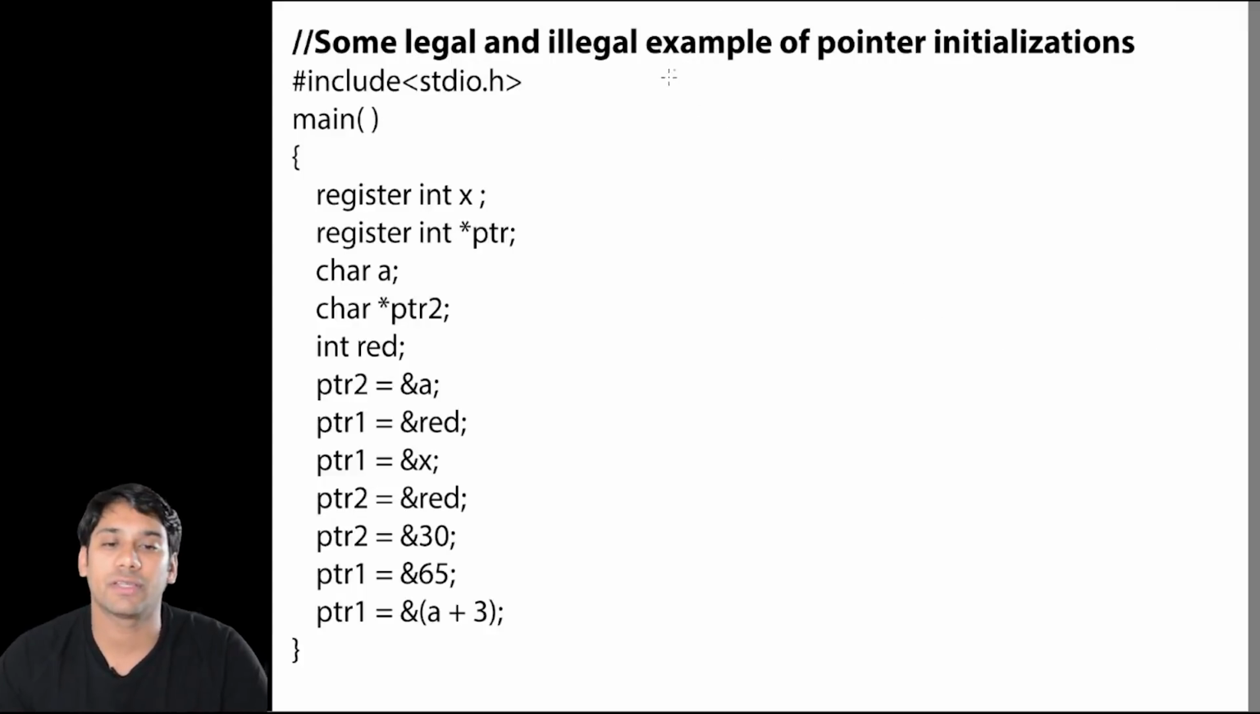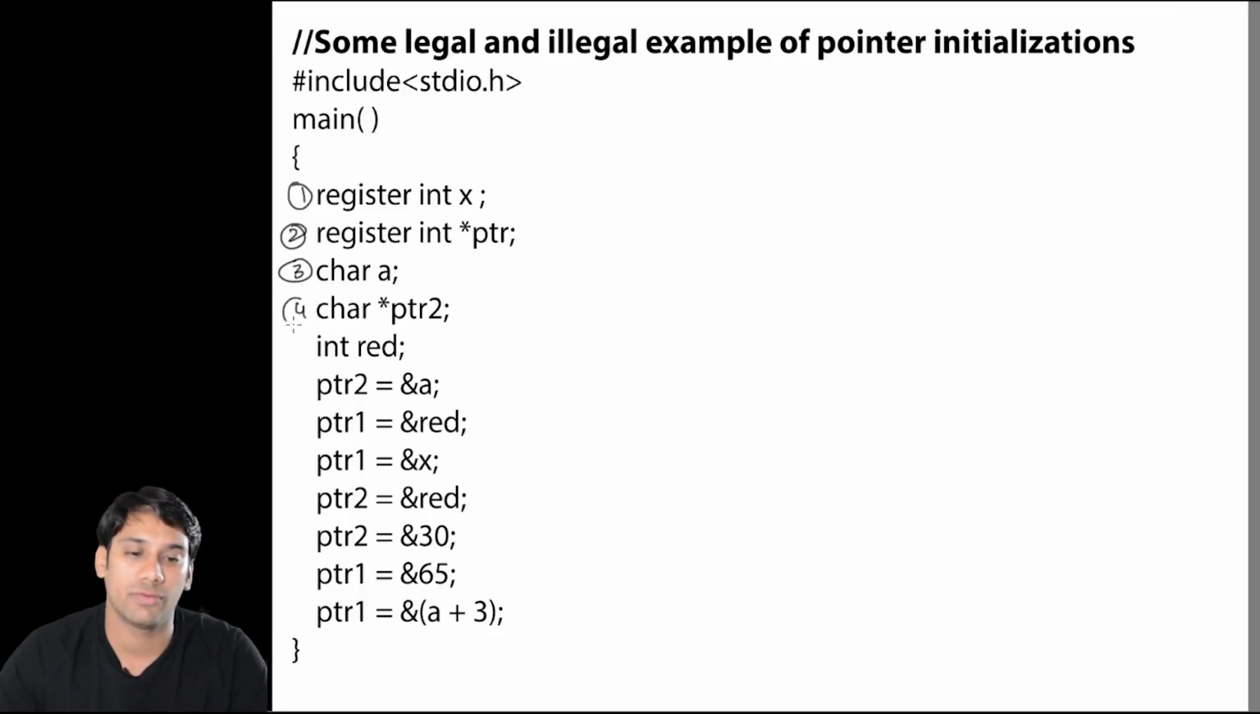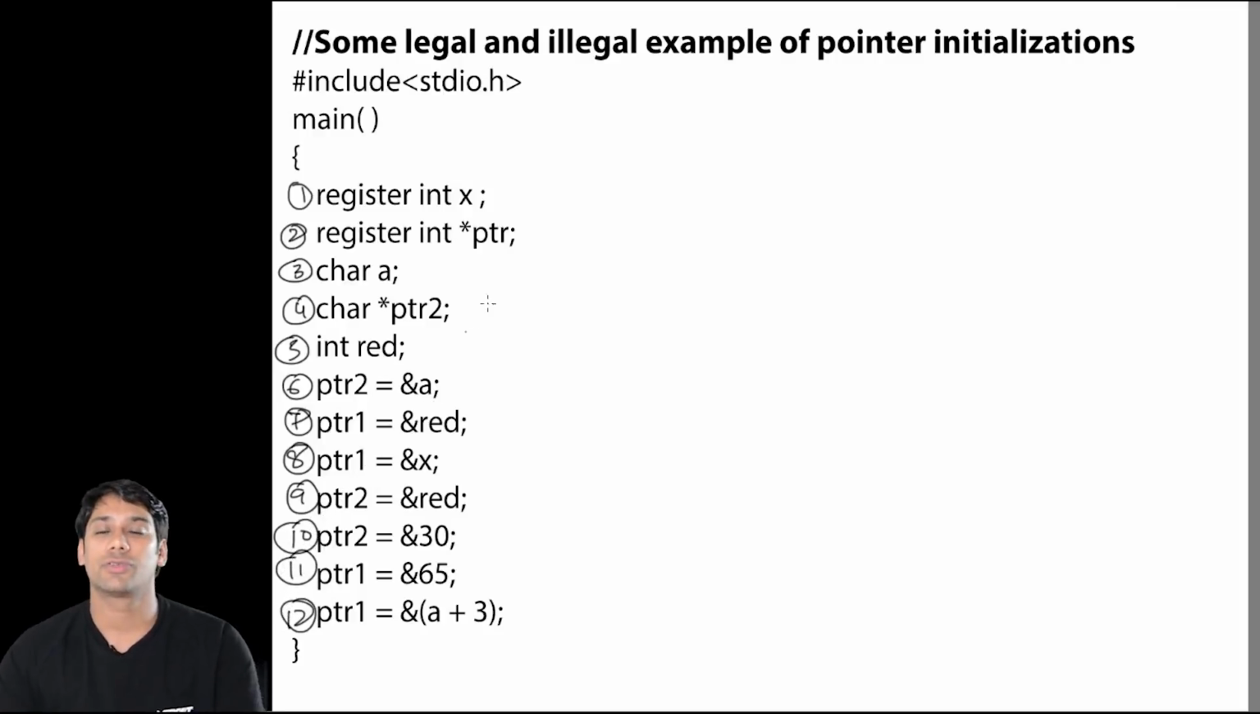So let us suppose we are having this program. In this program, let me just number the lines. This is line number 1, 2, 3, 4, 5, 6, 7, 8, 9, 10, 11 and 12. There may be some legal or illegal initializations of pointers. So here we are going to see what are the legal and what are the illegal initializations of pointers.